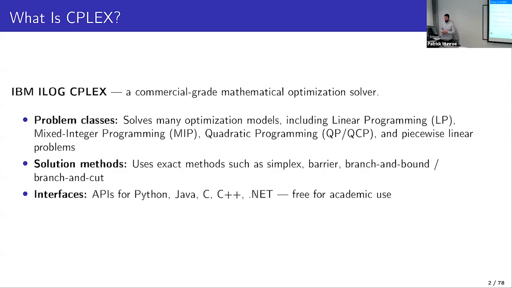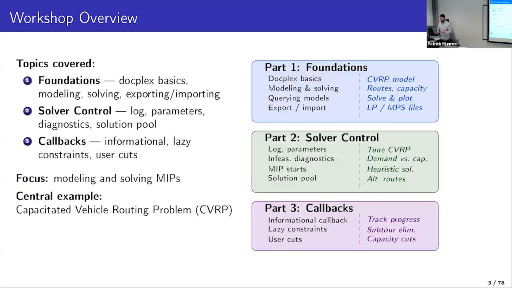And what's interesting with CPLEX is that you have an API, some kind of interface with different languages. So we have here Python, Java, C, C++, .NET. And one of those languages that is very popular nowadays is Python. And in this workshop, we'll look at this interface between Python and CPLEX. So how to call CPLEX through Python.